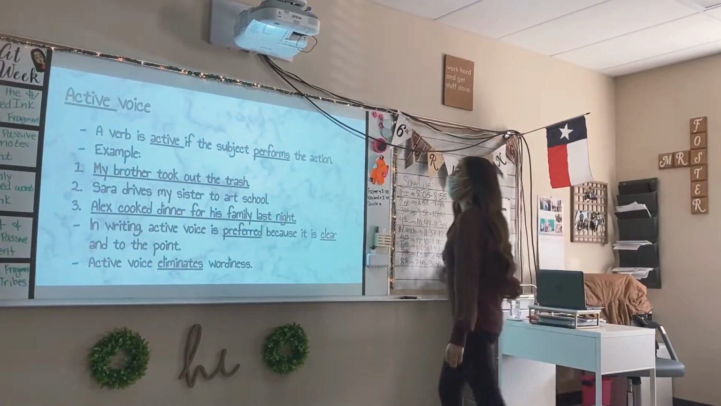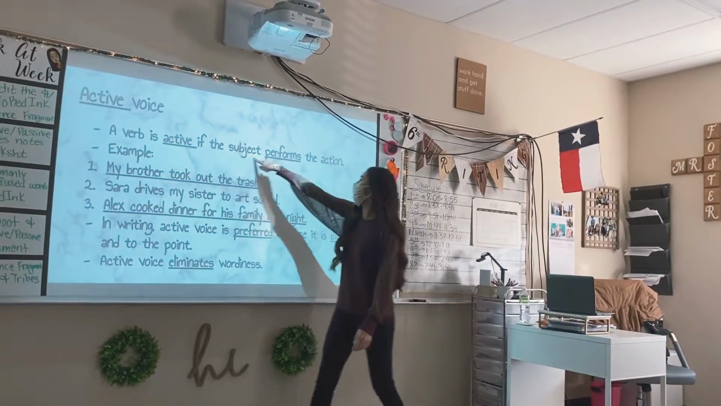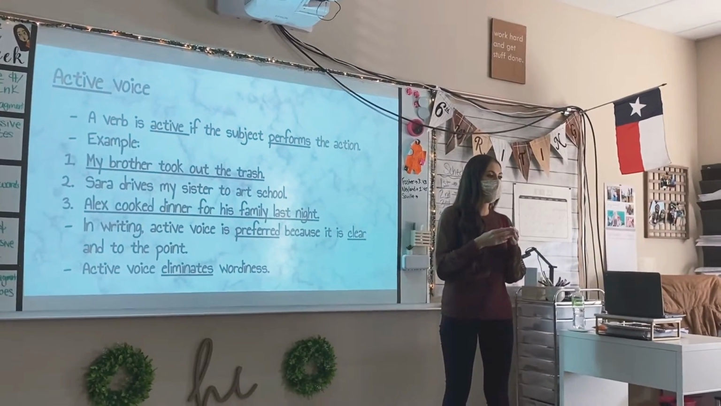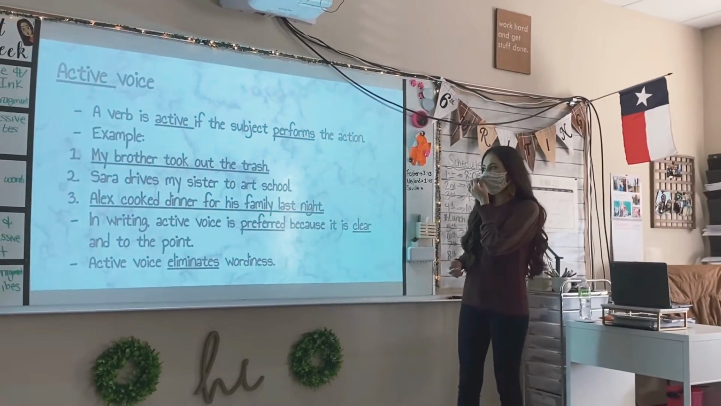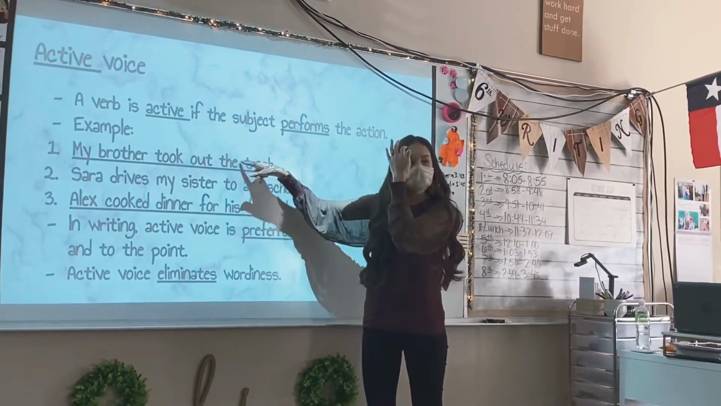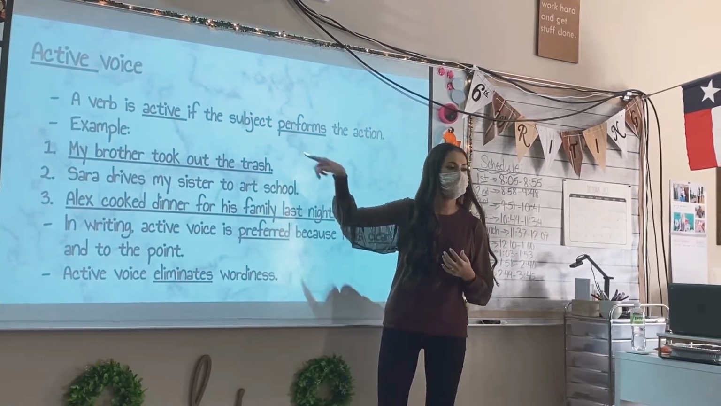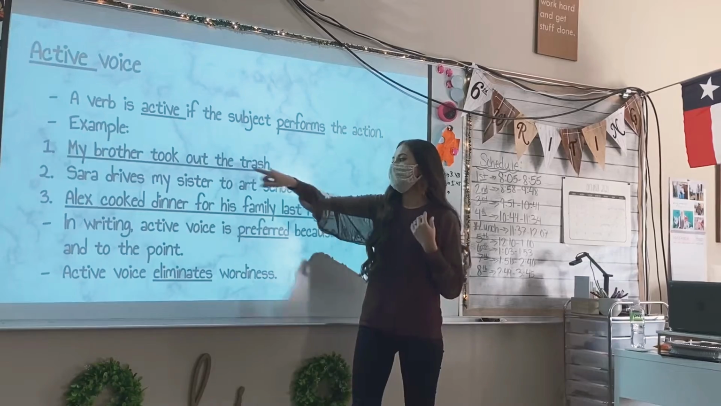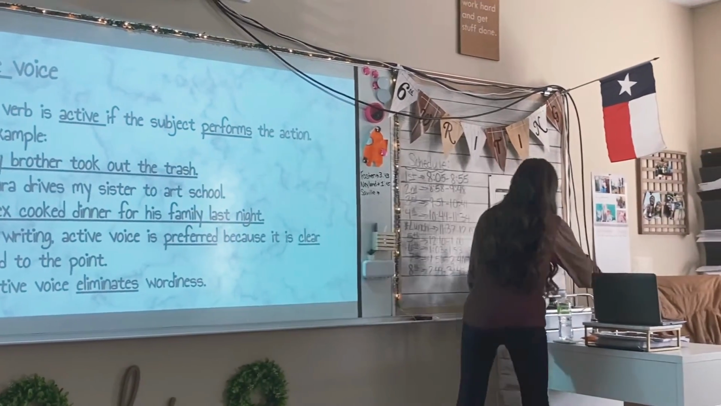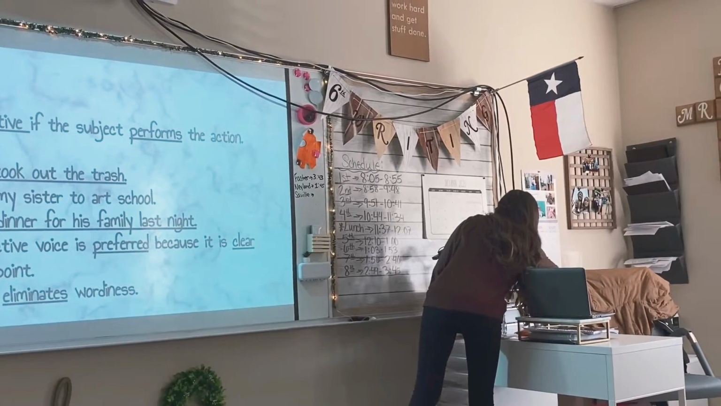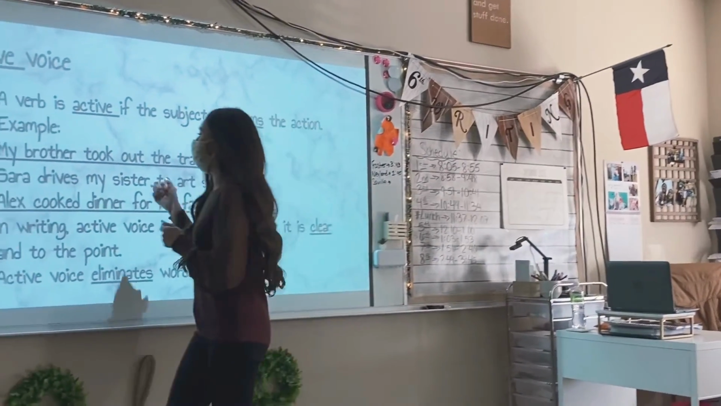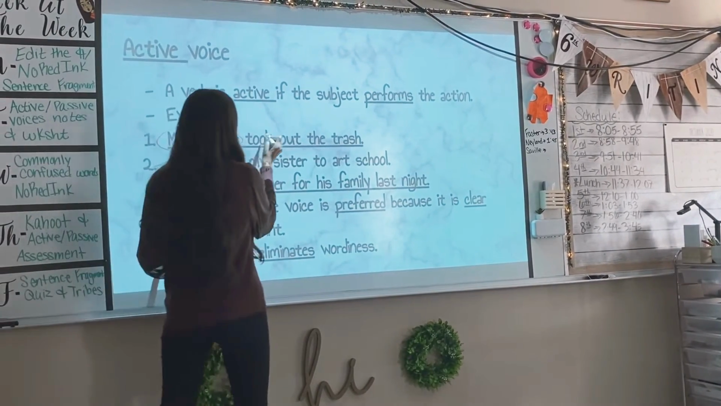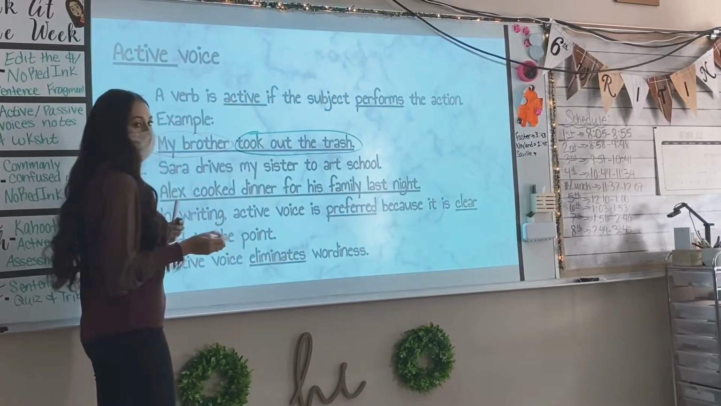So an active voice is where a verb is active if the subject performs the action. So your subject is what is doing something, okay? So for example, my brother took out the trash. What is the subject in that sentence? My brother. And what are they doing? What's the action? Taking out the trash. Good. So your subject would be my brother, and the action is took out the trash, right?